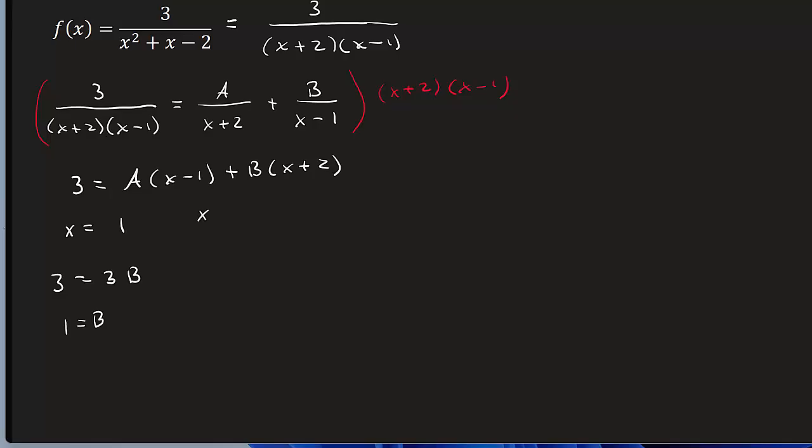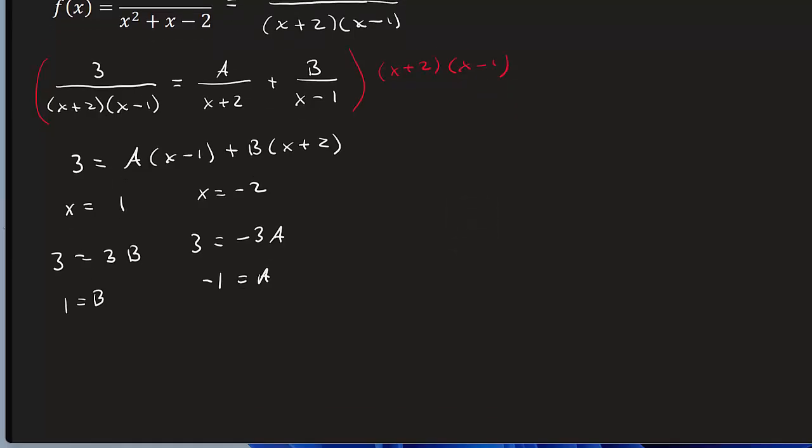And then we're going to let x equal negative 2. And so that's going to be 3 on the left side. This term's going to go to 0. Negative 2 minus 1 is negative 3, so that's minus 3A. So we're going to get A is equal to negative 1.